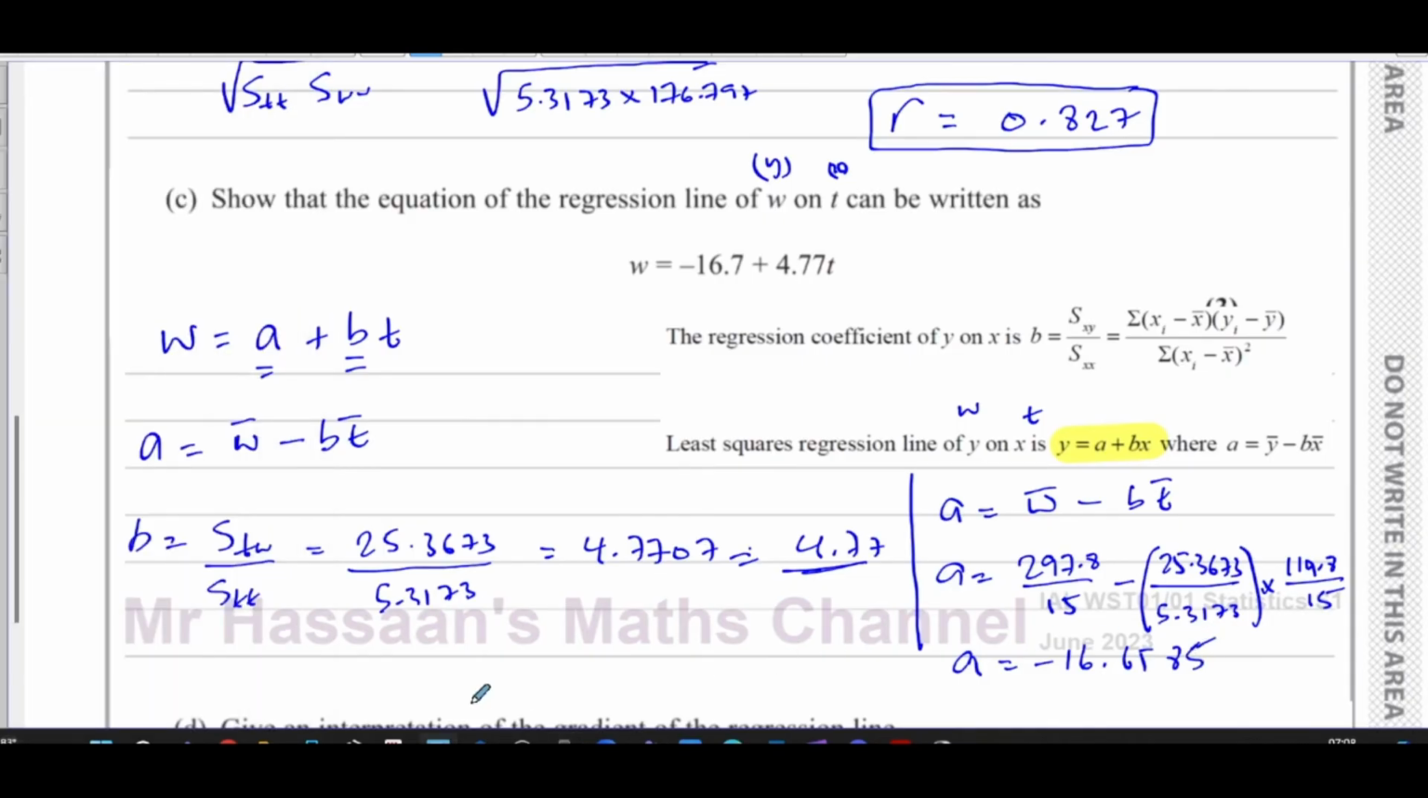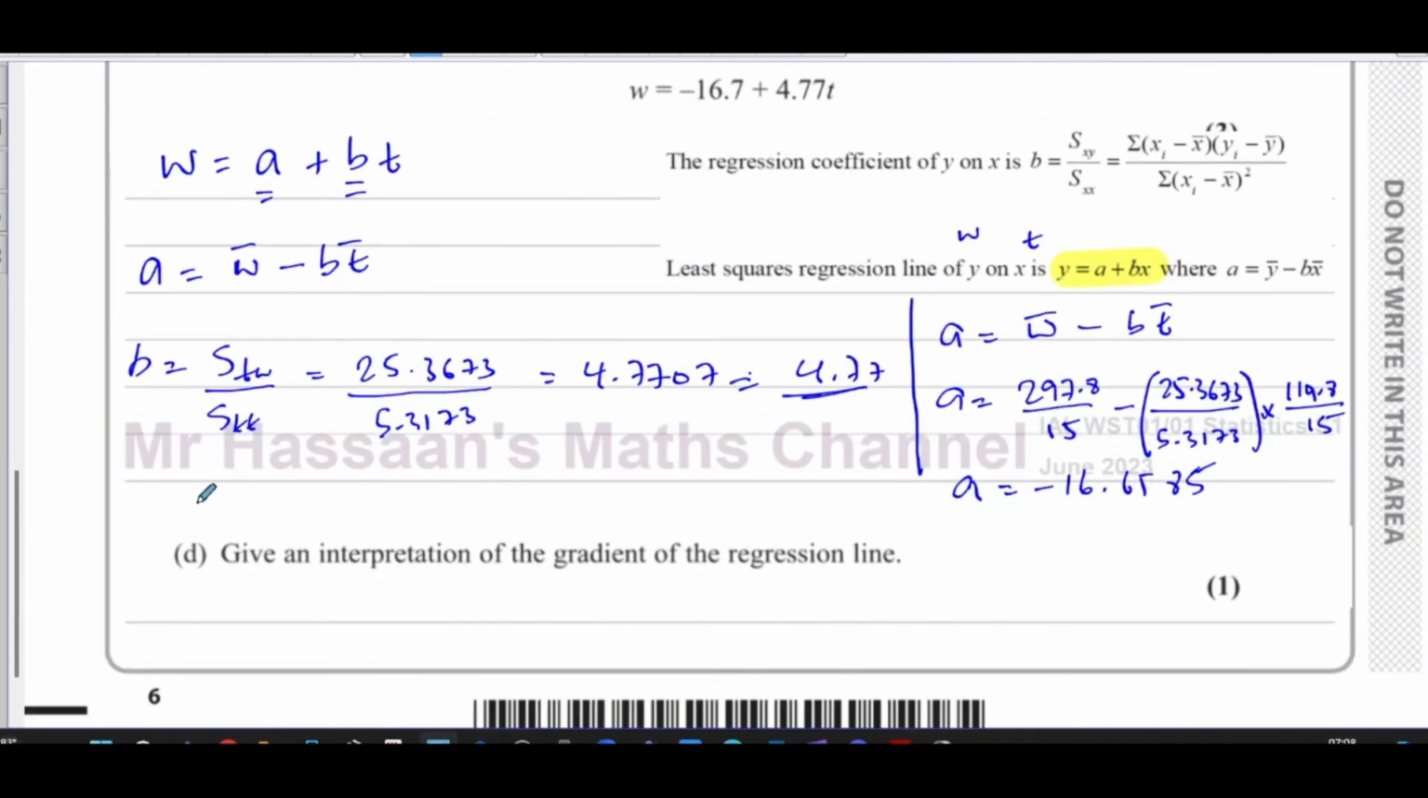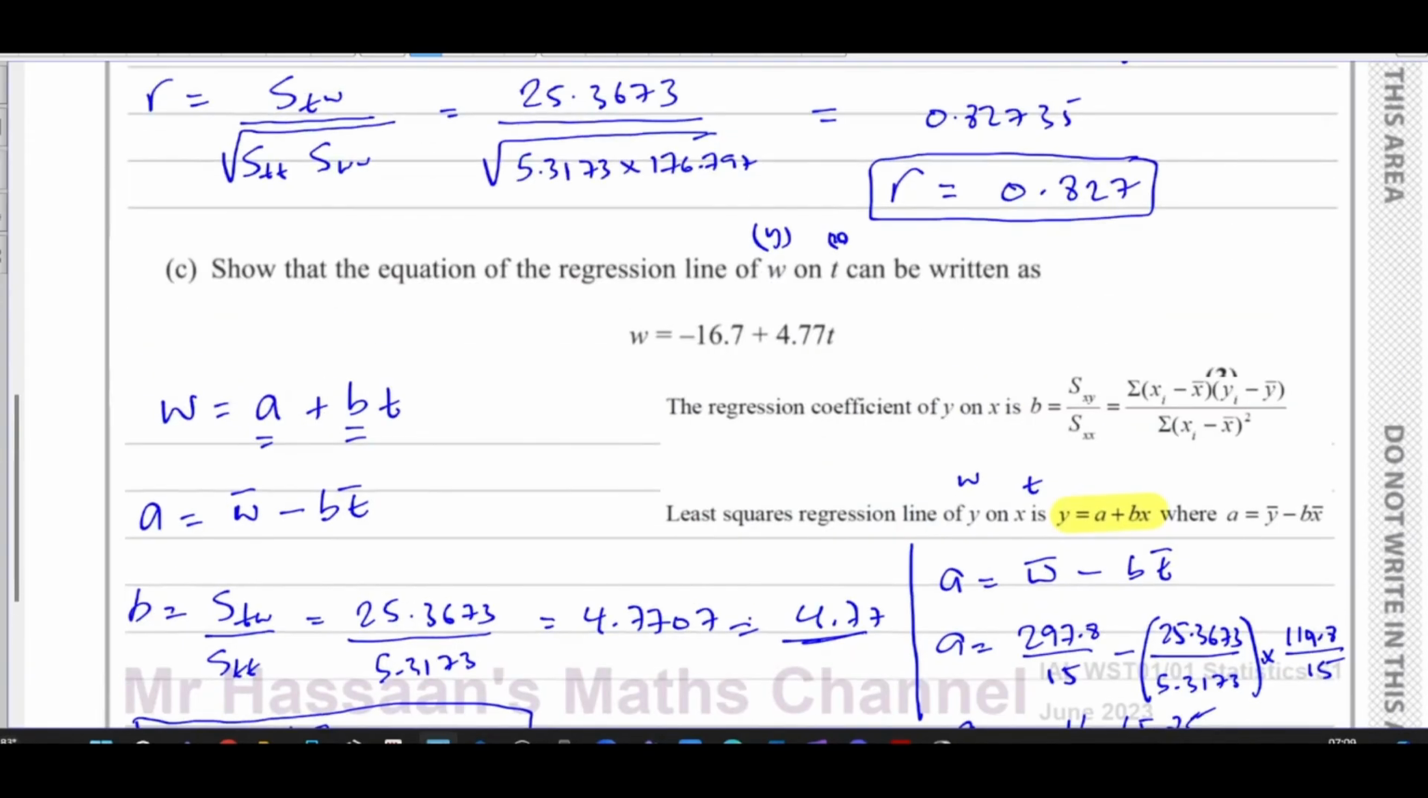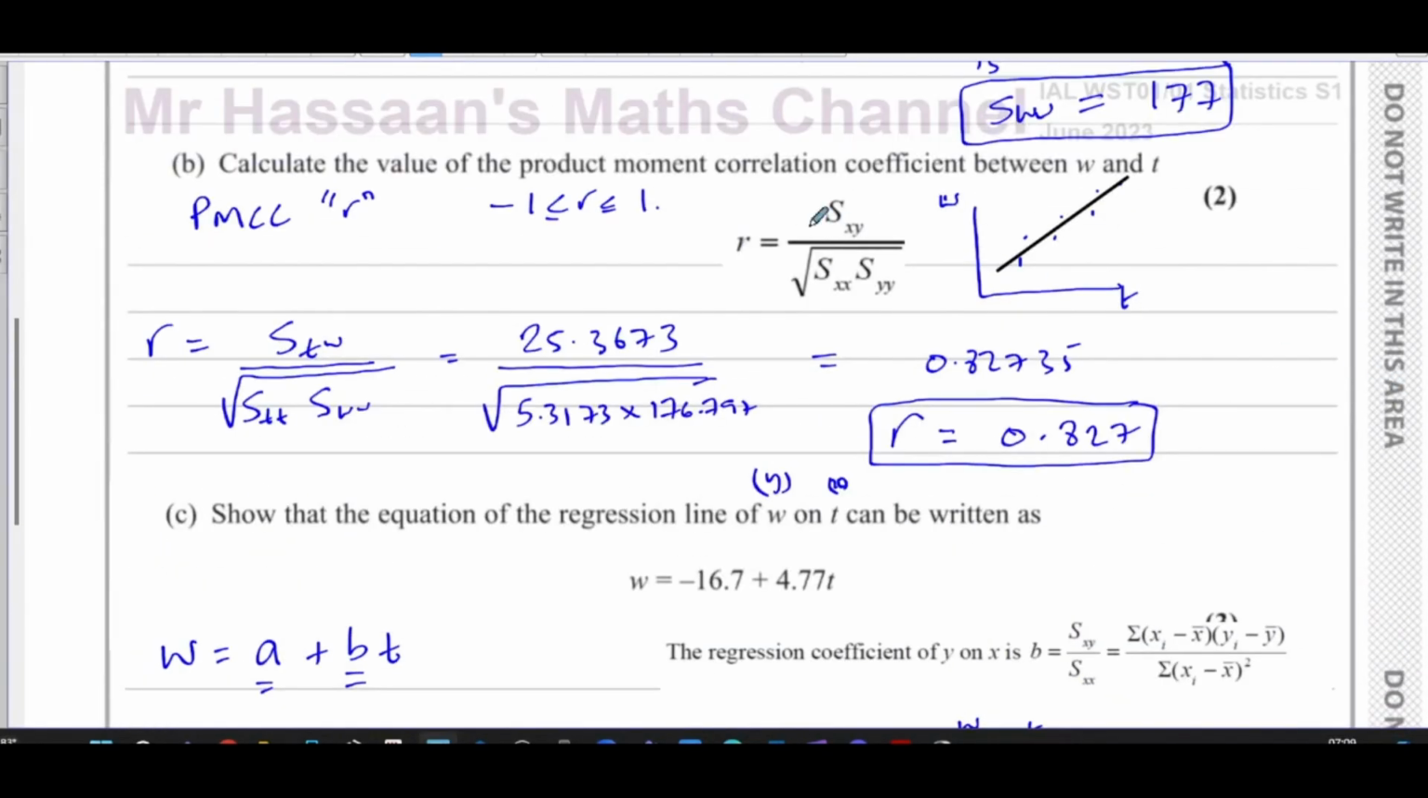So we can say, therefore, our equation of line of best fit is W equals negative 16.7 to 3 significant figures plus B times T, which is 4.77 times T. So this is the equation of the regression line for W against T. That's the equation of the line of best fit, right?